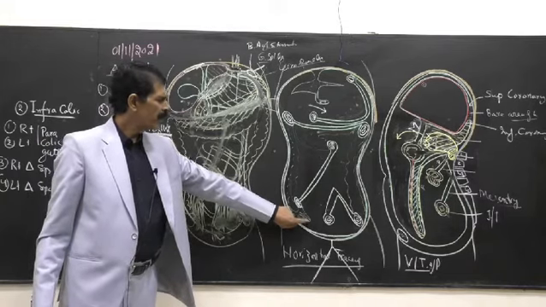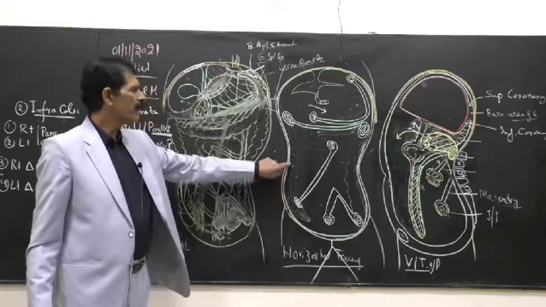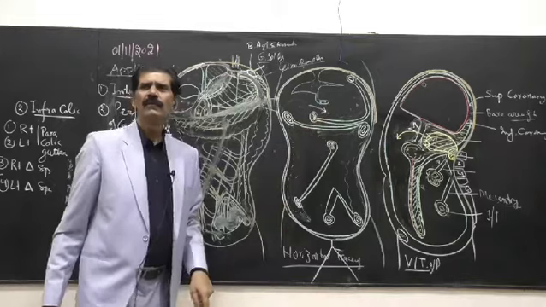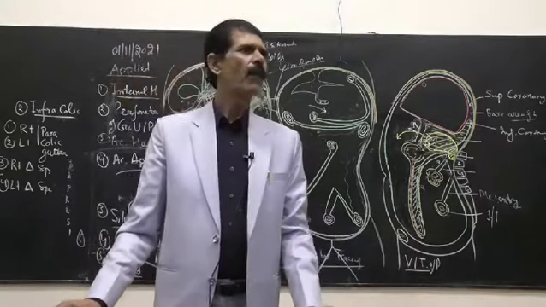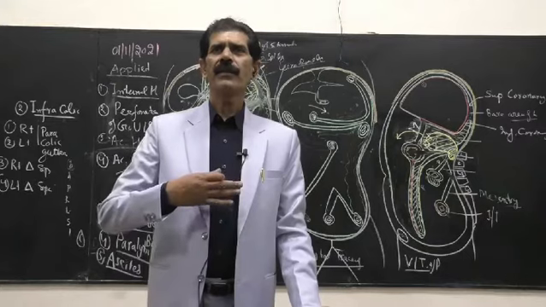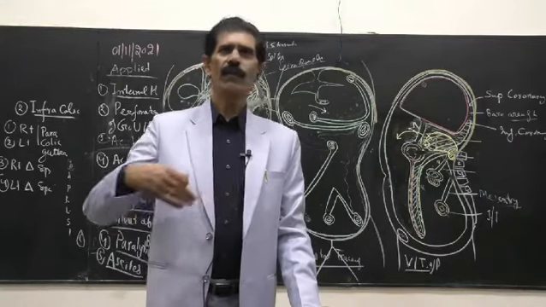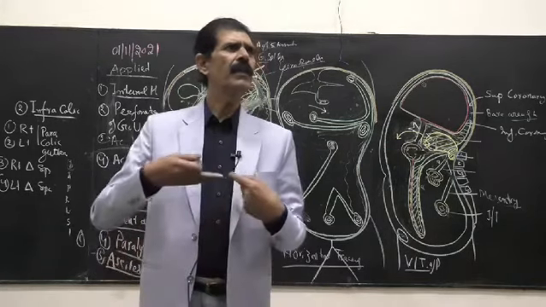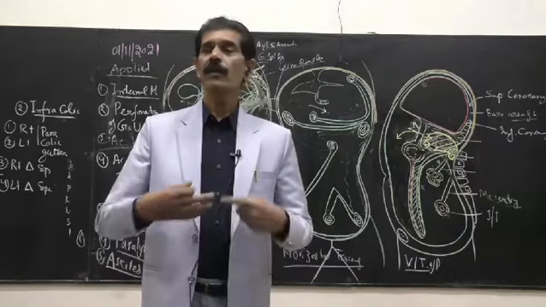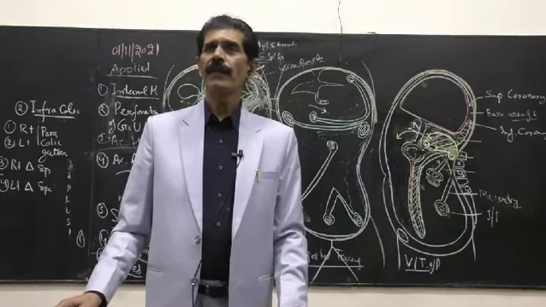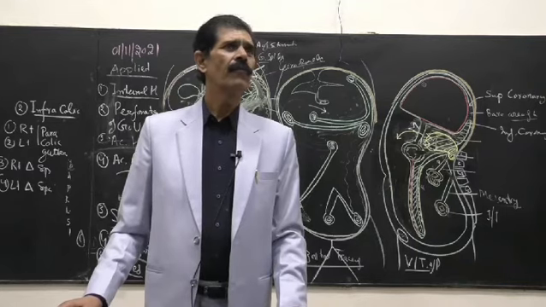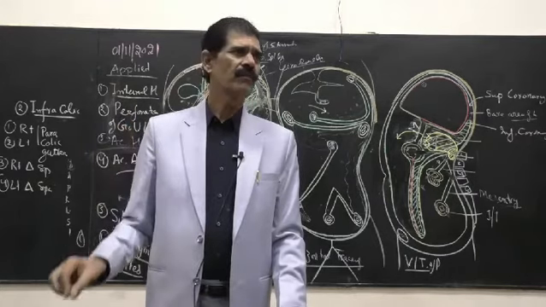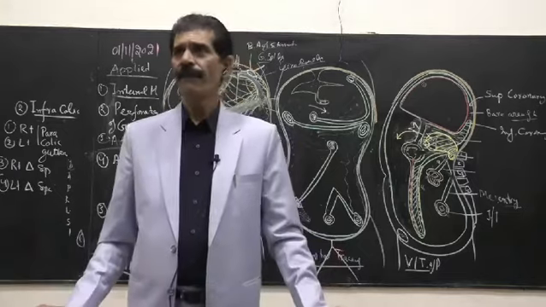Any pus from the appendix will collect in the right paracolic gutter, then it collects into Morrison's pouch. From Morrison's pouch, it collects in the lesser sac. The patient is lying in bed at home. Then the epigastrium starts swelling because of the collection. So the pain shifts from the right side to the epigastrium because it now has the swelling. When the patient reaches the doctor after 7 days, the epigastrium is full of pus and the patient is unfit for surgery. So the prognosis is very bad.